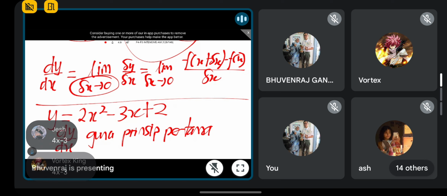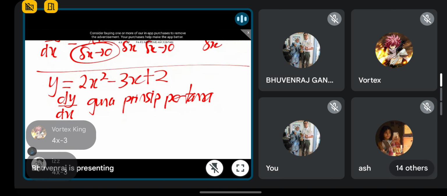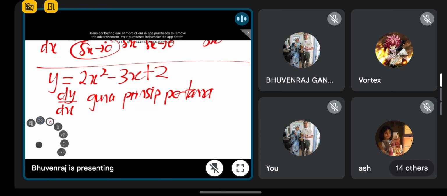Yes, 4x minus 3, very good. All of these guys, differentiation basic, I assume you all have already. Huh? Kamu kena ada asas because the whole chapter got other concept that you all must know. So, this differentiation basic is a must to know. Or else you cannot do this chapter. Tak boleh buat. Kalau tak tahu bezakan, you're gone. That's it. So you must know.